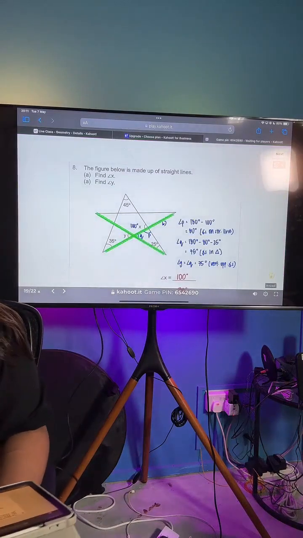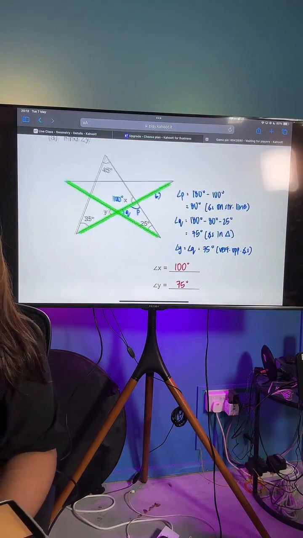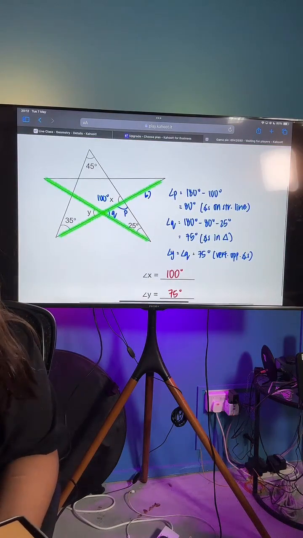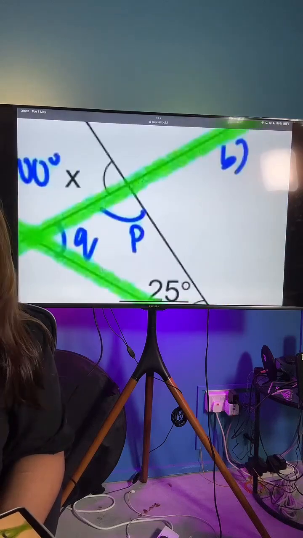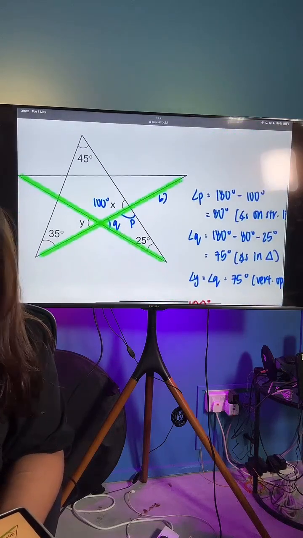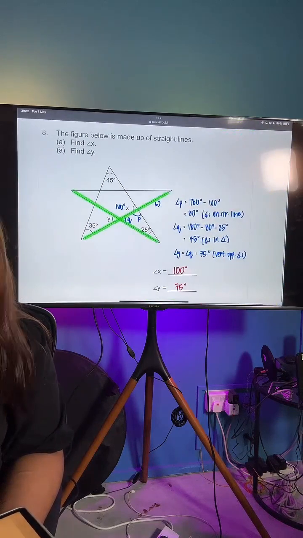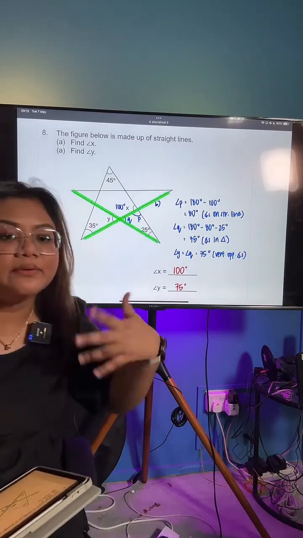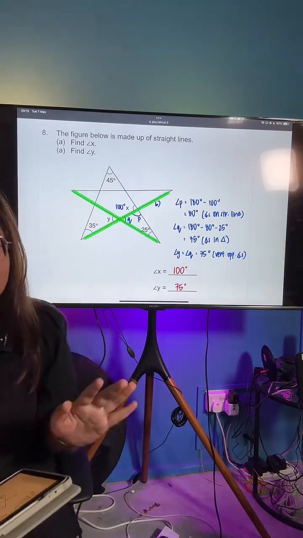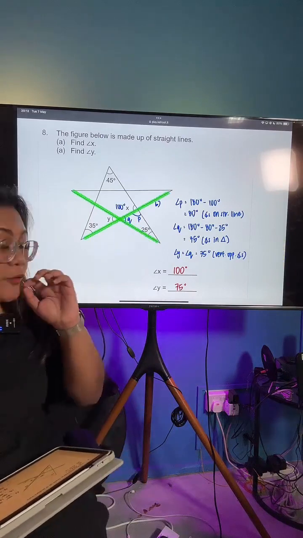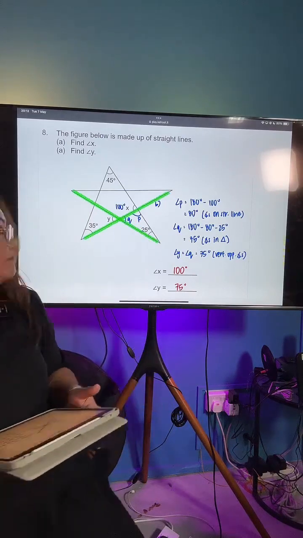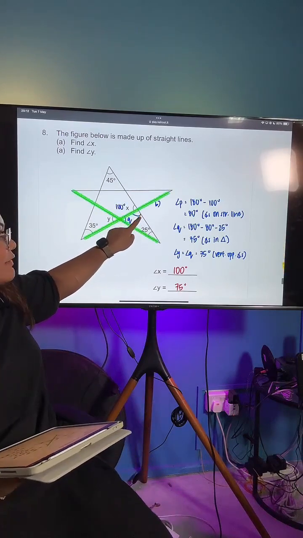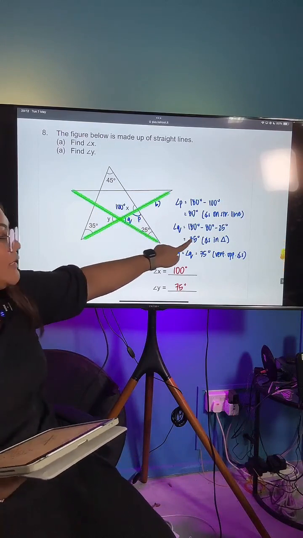Now for us to find angle Y in part B here, all we gotta do, let me zoom it in for you guys, is find angle P, which is right in this part here. I've already labeled the angles for you guys in the exams. If you don't have labels, you can label it by yourself. So find this one here, 180 minus 100, you get 80. Once you have 80 and 25, you can find Q, which is 75.